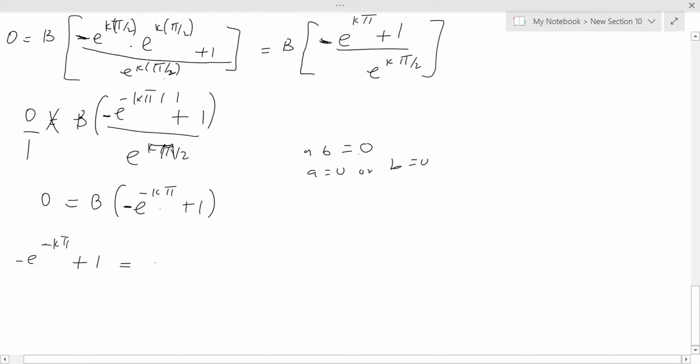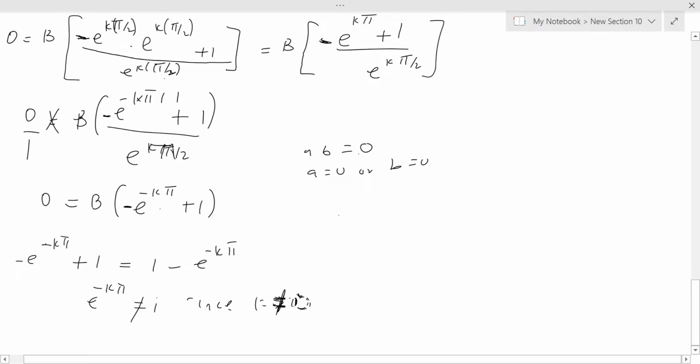So let's see. This can also be written as this. You know that for this to be 0, this e to the minus k pi has to be 1. Right? So for this thing to be equal to 0, this one has to be 1. But this function can be 1. Since k is not 0.